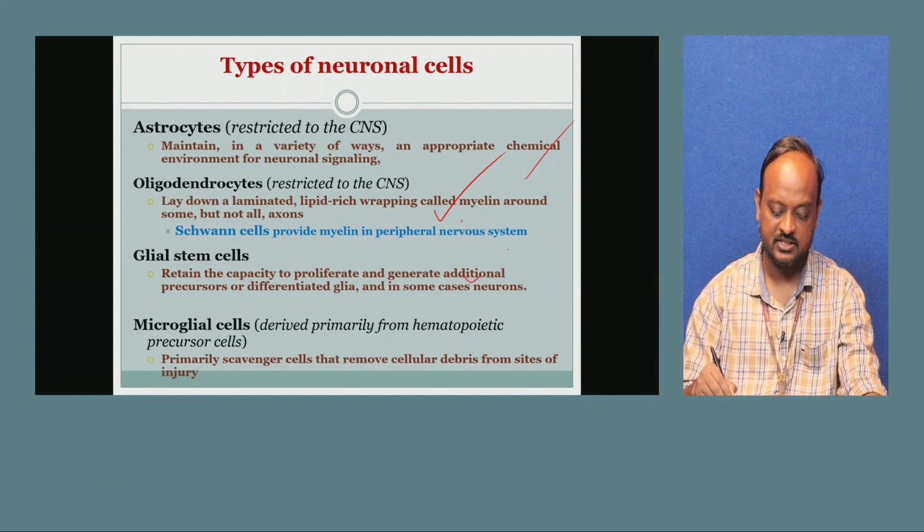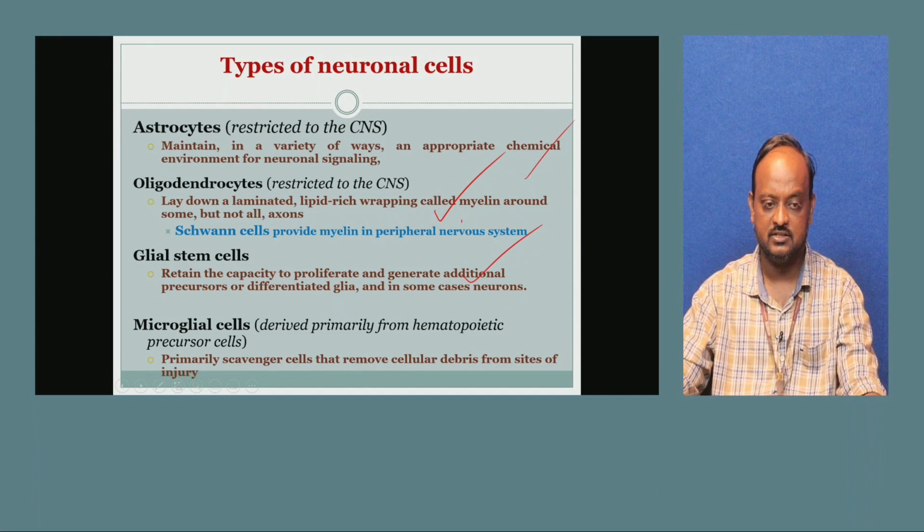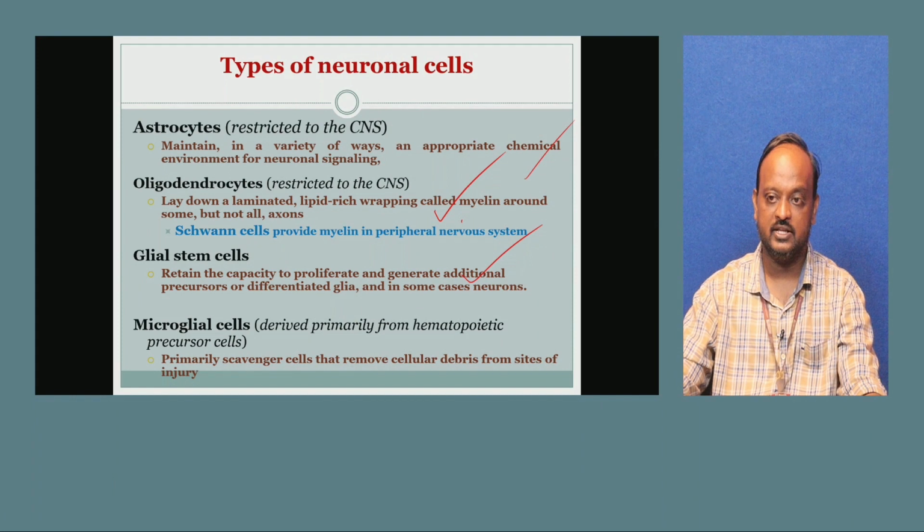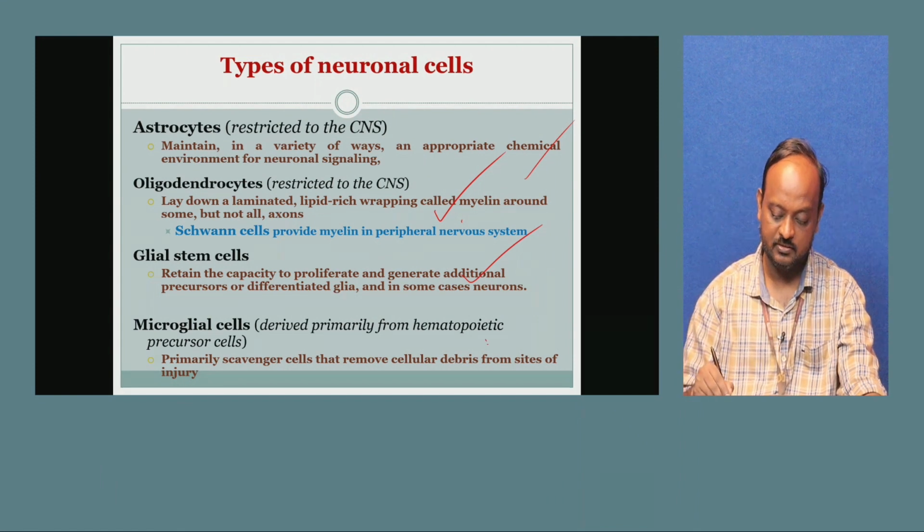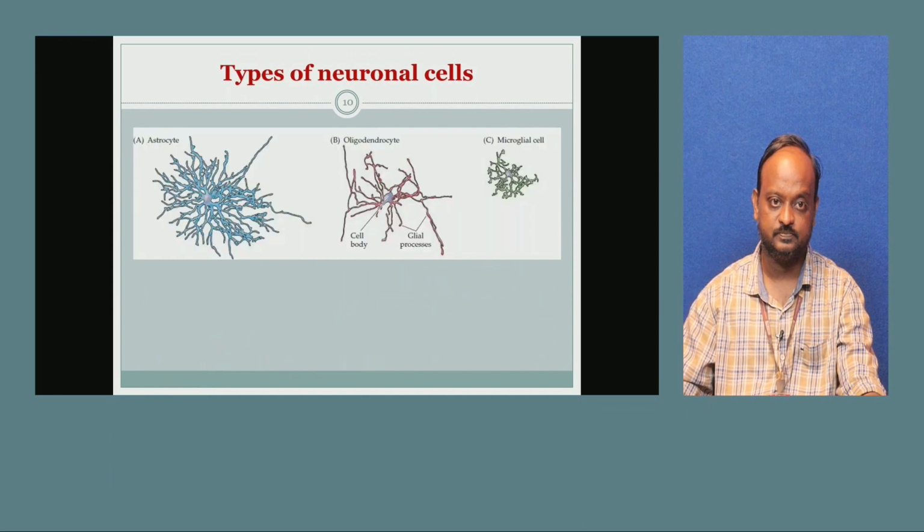Similarly, the next category of neuronal cells are called microglial cells. These are also stem cells, but they have limited potency when compared to the glial stem cells. They are derived from hematopoietic stem cells which are present inside the bone marrow. They majorly help as scavenger cells to remove the cell debris at the site of injury. So these are the major types of cells in the nervous system.